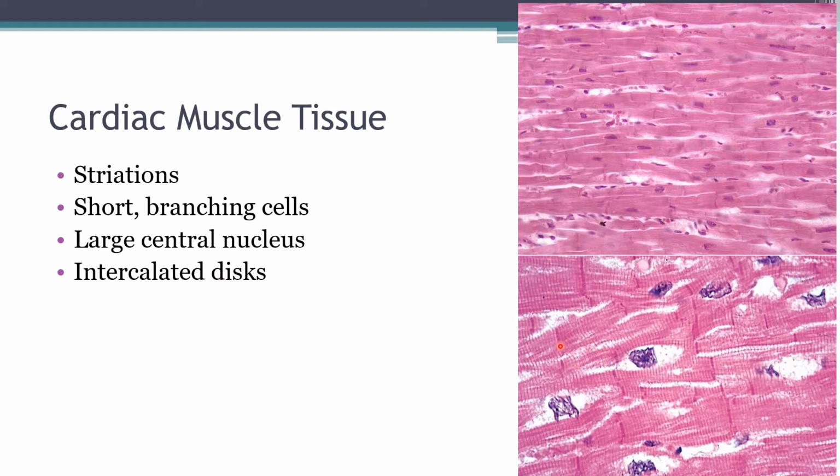And intercalated discs are only found in cardiac muscle. They're not found anywhere else. So the intercalated discs are a dead giveaway that you're looking at cardiac muscle. I know in this image it's not as clear, but you can see a dark line there, a dark line there, a dark line there. They're kind of all over the place. They're just not as clear as they are down here.